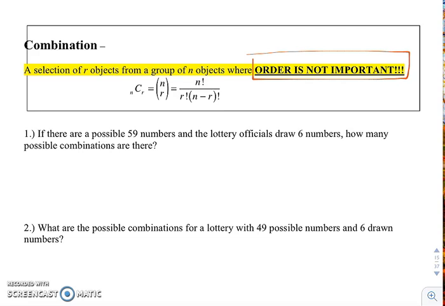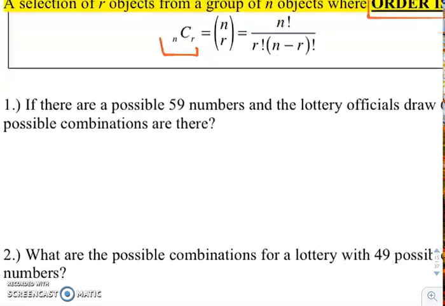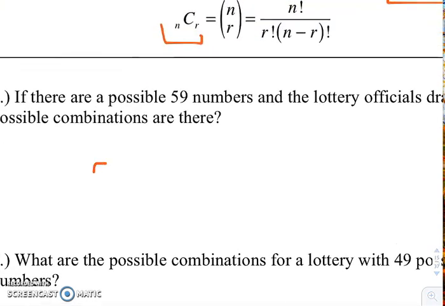So we're still going to be using that math button in the PRB probability section of your calculator, but number one, and we're just going to be using nCr instead of nPr. So for number one, if there are possible 59 numbers, and the lottery officials draw 6 numbers, how many possible combinations are there to just put 6 numbers of the 59? So what you guys would do is say, okay, 59 of the numbers, we're only choosing 6 of them.